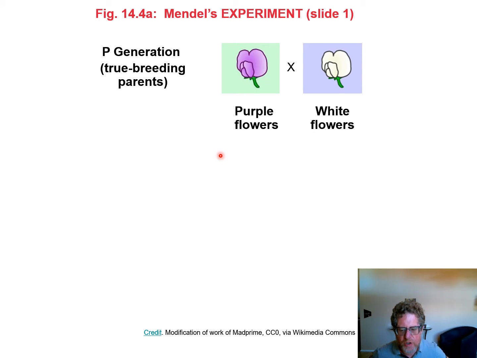Okay, so he did these same experiments with 7 different traits. We'll go through the purple and white flowers, but you could go through and do it with all 7 traits. And first of all, he started with true breeding parents. So he let these plants self-pollinate until they bred true, which means that a purple flowered plant always gave rise to only purple flowered offspring. A white flowered plant only gave rise to white flowered offspring. And once he had true breeding parents for the trait he was examining, he crossed them together.